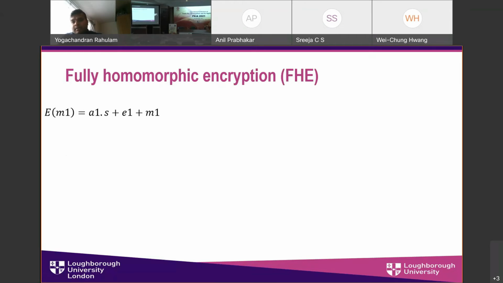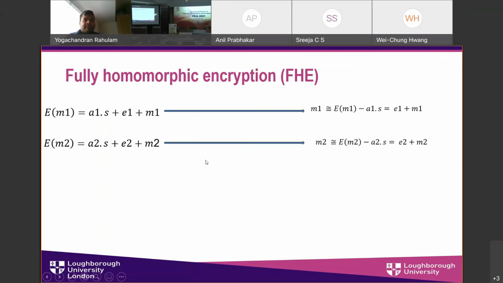And if you look at fully homomorphic encryption, the encryption is actually very simple. It's not raising a power or anything. You get some public keys. The secret key is S, the public key is A1, and you just do this linear multiplication and add a little bit of noise to it, right? Then you add a message. So this is your encryption of M1. And if you want to decrypt it, all you need to do is subtract this A1S, so you will get the message plus a little bit of noise, and you can remove the noise by rounding it, right?